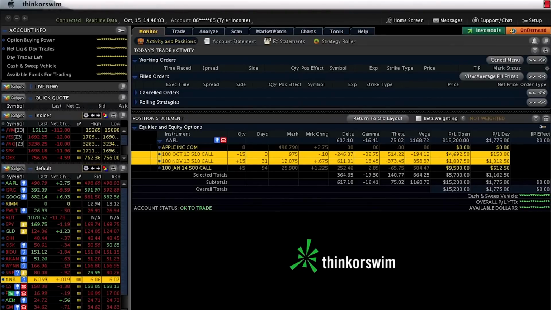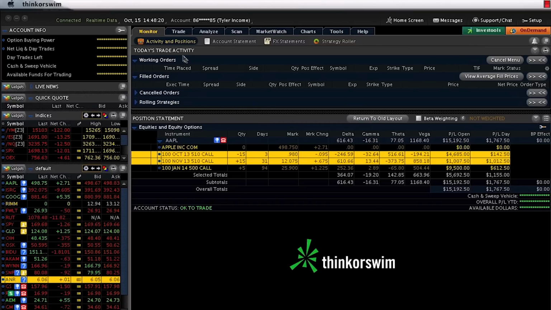Good afternoon, traders. Today is Tuesday, October 15th, 2013, and I wanted to give you a trade update. Since we're talking about how to trade spreads in this module, I wanted to give you a real live example of a recent calendar spread trade that I made on Apple.